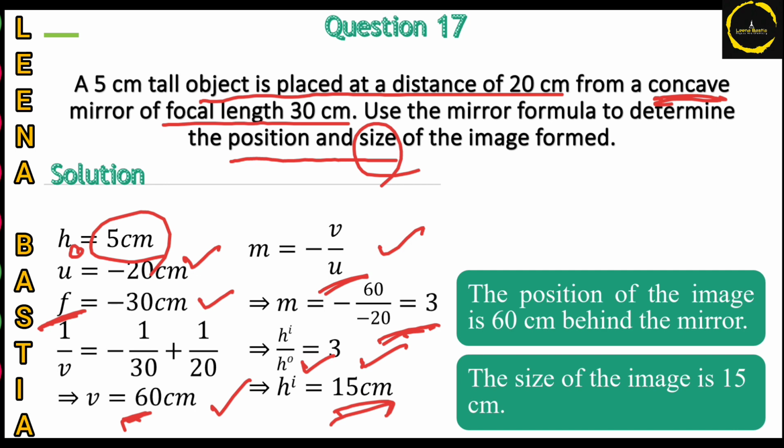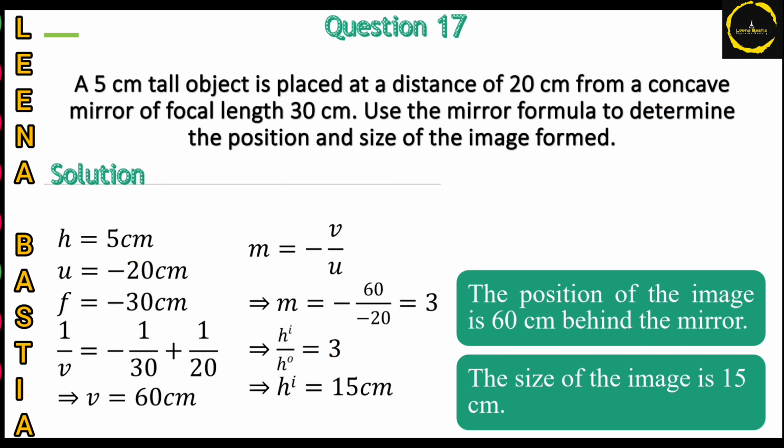Here ultimately we have to write the position and size. The position of the image is 60 centimeter behind the mirror. Here it will be behind the mirror. So that is the reason V becomes positive, because behind the mirror we are getting it, and it is a virtual image, isn't it? Though it is a concave mirror, there is a case where it is virtual. So it is that case only. The size of the image is 15 centimeter. I hope all of you are clear in this question.